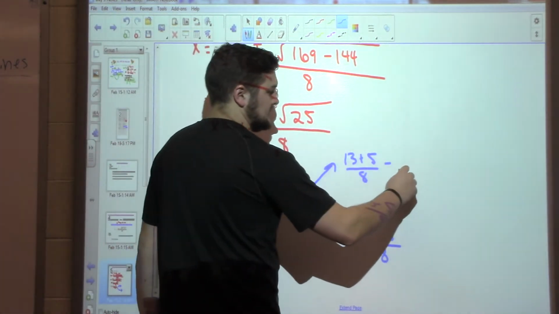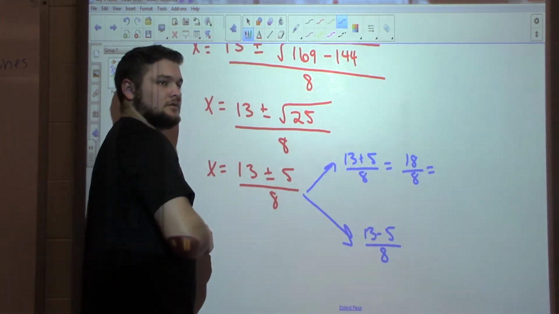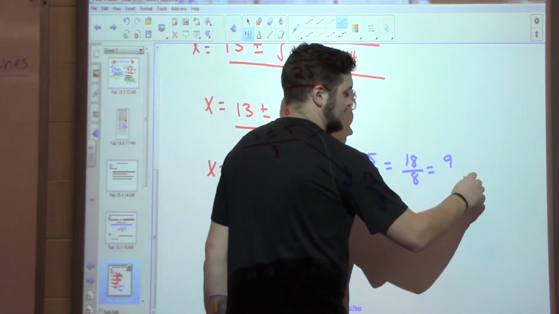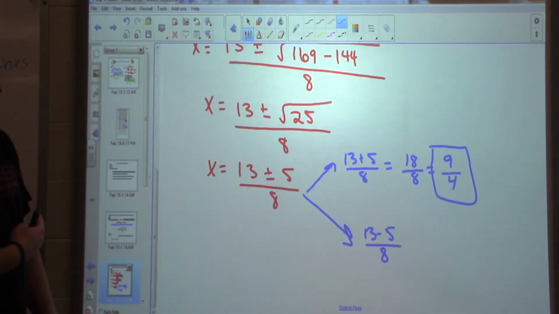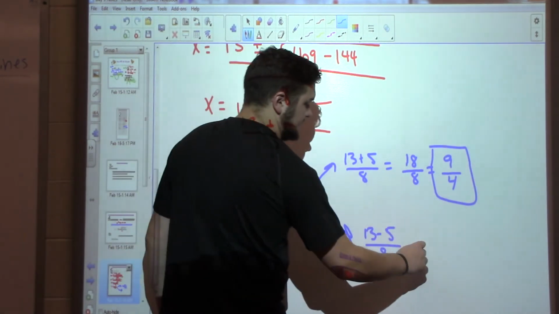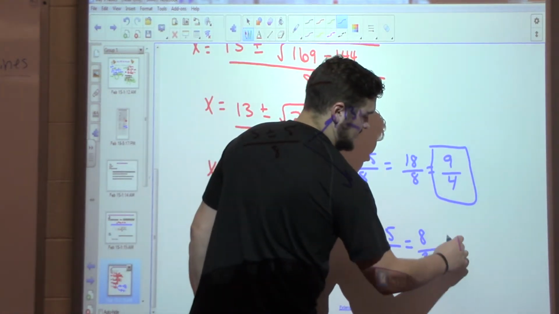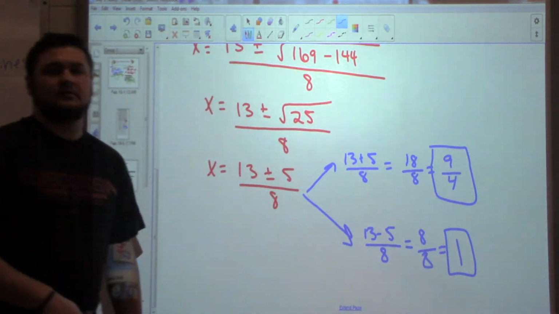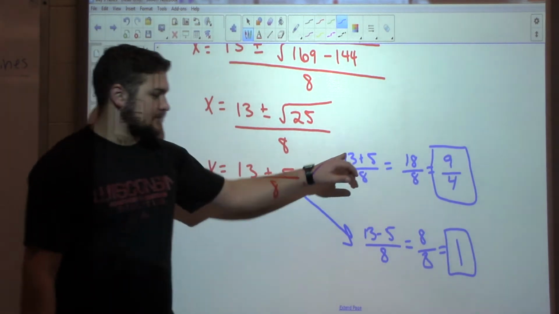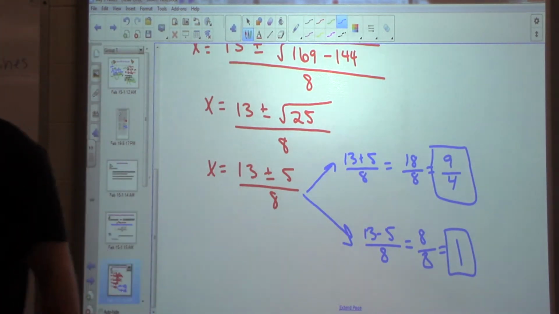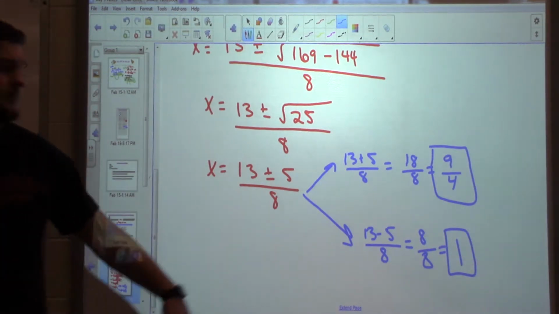Well, this one comes out to 18 over 8, which can reduce to 9/4, or 2.25. 13 minus 5 over 8 will give me 8 over 8, which equals 1. Right? So if you get rid of your radical, split it up into 2 pieces and solve them out. Okay? So that one came out to 2 nice numbers.